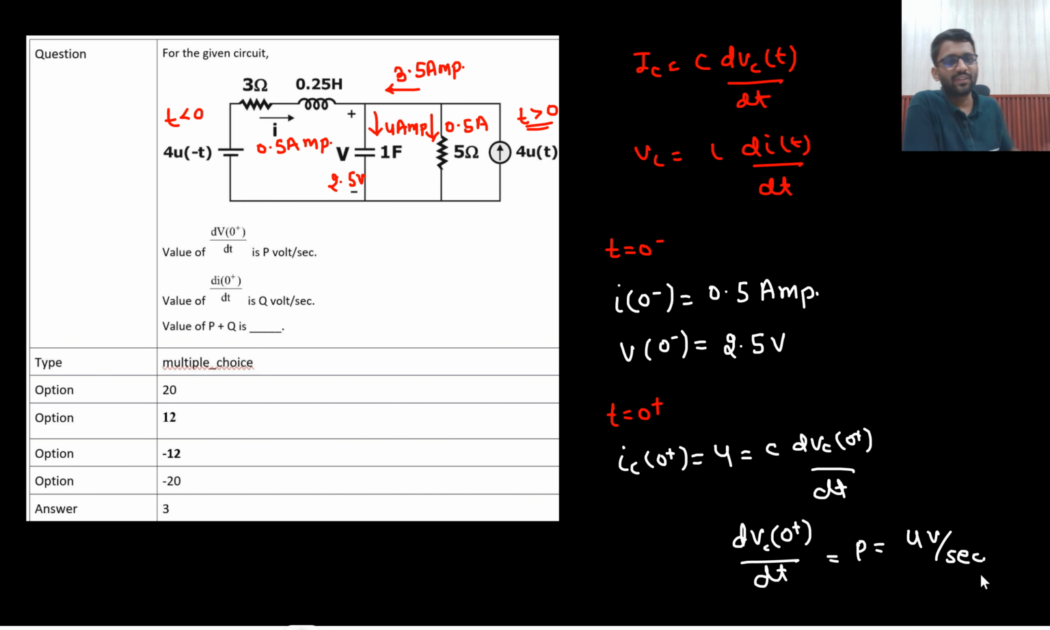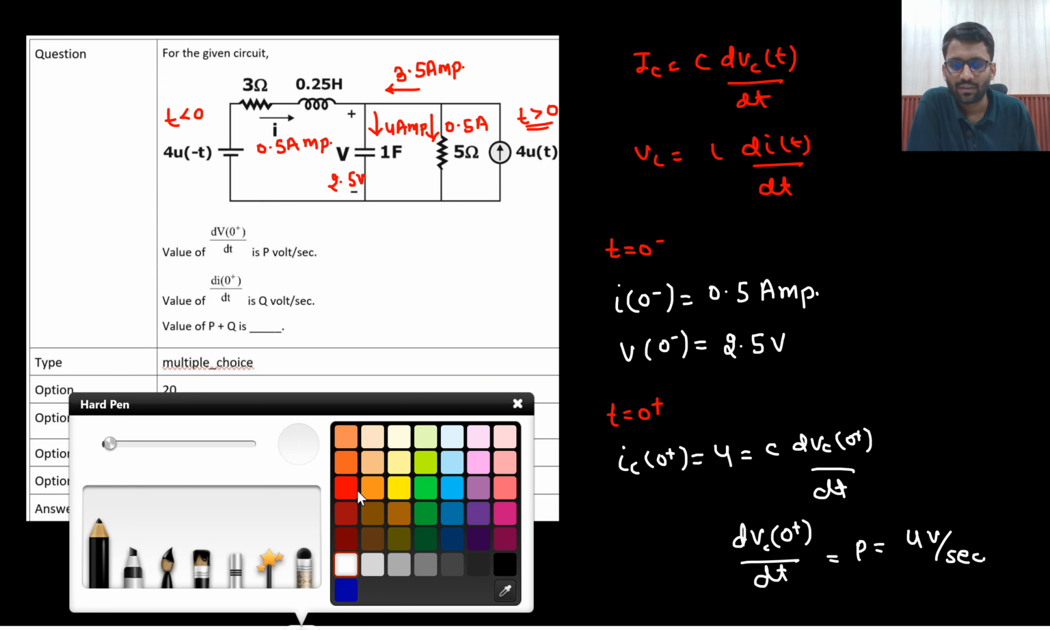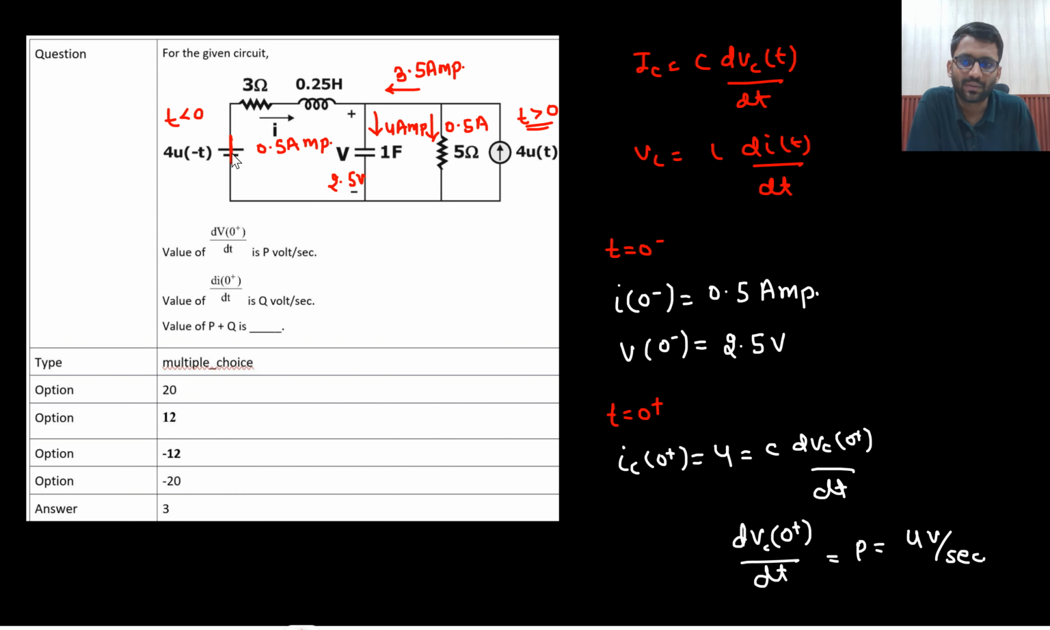Now Q is interesting. For that you need to find the voltage across the inductor at t equals 0 plus. At t equals 0 plus, this is gone. The inductor will drive the same current, so it will drive 0.5 ampere current only. So what would be the voltage drop here in this direction? 1.5 volt.